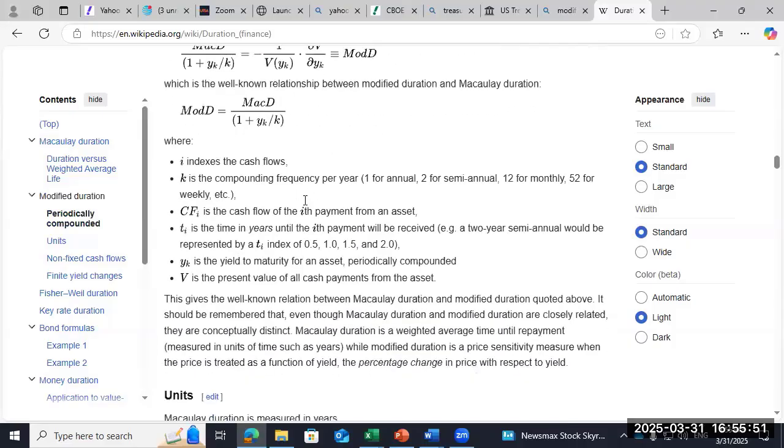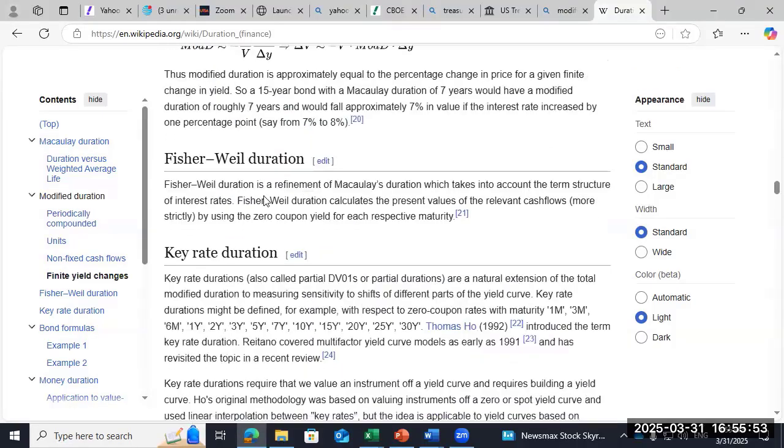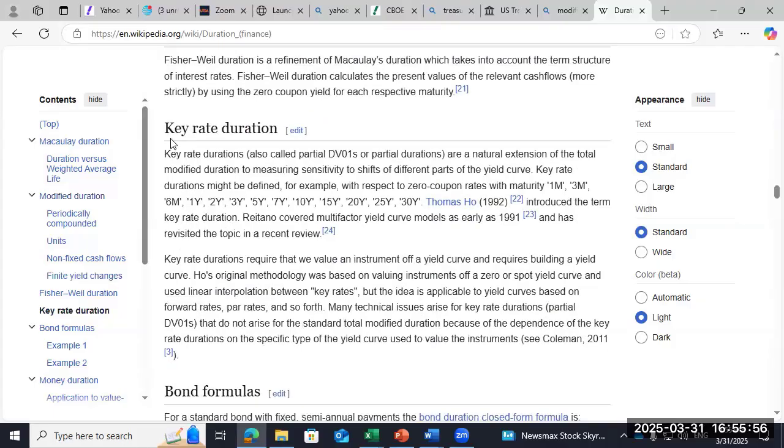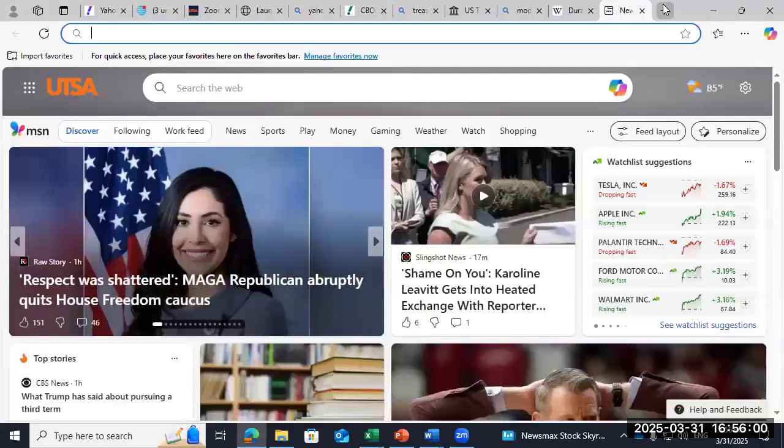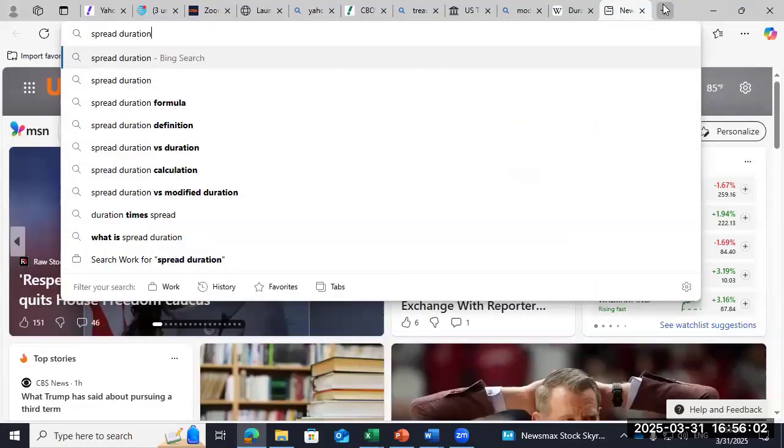There are also others: Fisher-Weil duration, key rate duration. There's also spread duration.